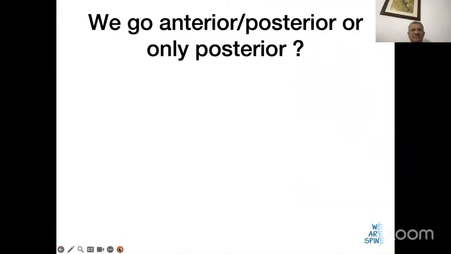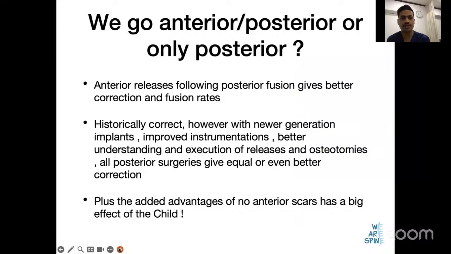With the advent of pedicle screws and all, the importance of anterior releases has lowered, because we can get all the correction with the all posterior fixations and fusions. Plus, there is an added advantage that the anterior scar, which is an ugly scar, won't be there. So we decided to go all posterior.